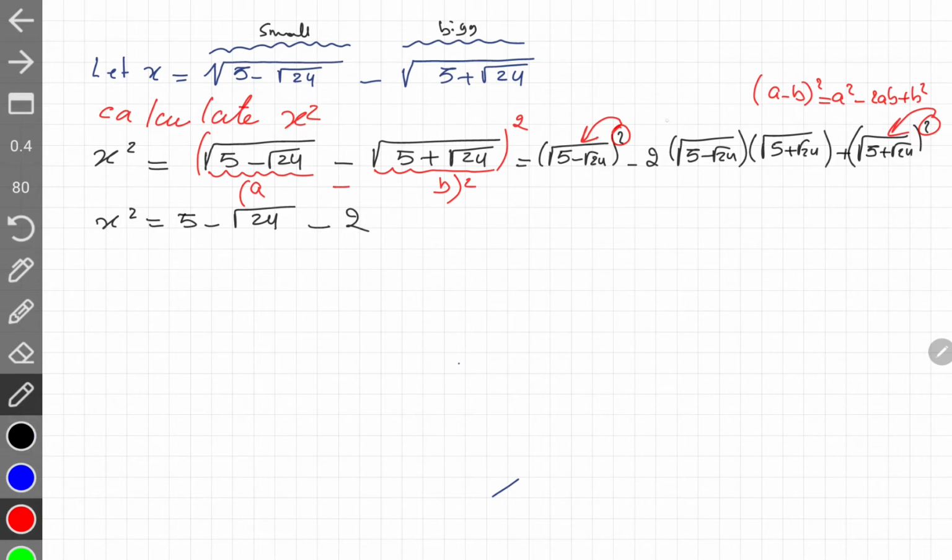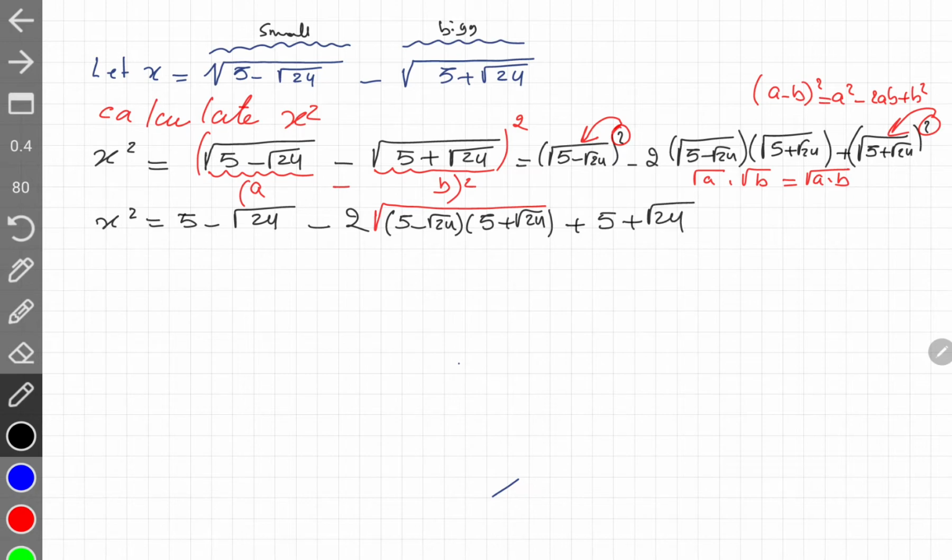Here we use the rule radical a times radical b is equal to radical a times b. One radical, those two numbers should be multiplied. We put a bracket, 5 minus radical 24, 5 plus radical 24, cancelling the square and the radical, which is equal to 5 plus radical 24. We have here minus radical 24 plus radical 24. Those two numbers are opposite, we cancel them. So x squared is equal to 5 plus 5, which is 10, minus 2.